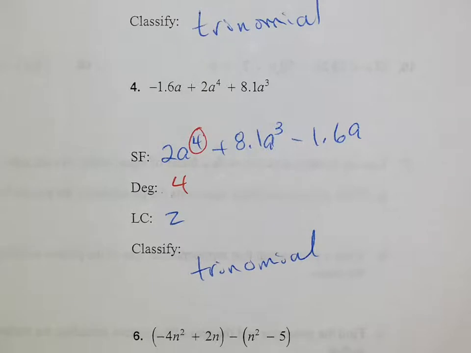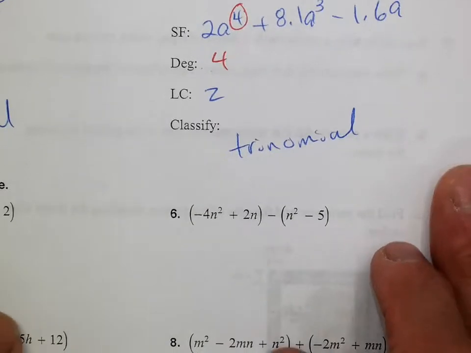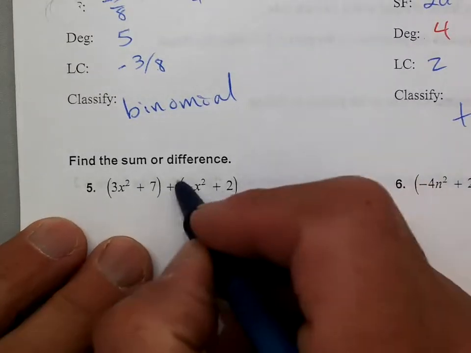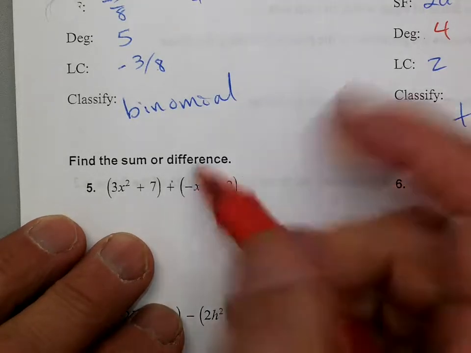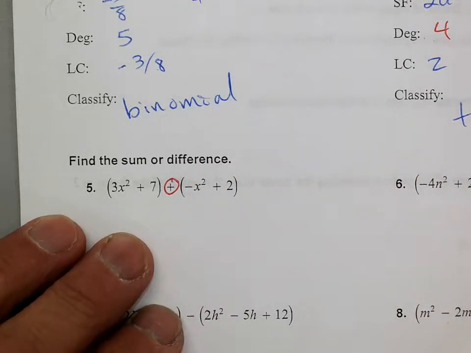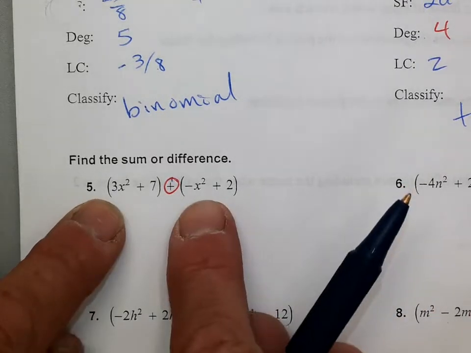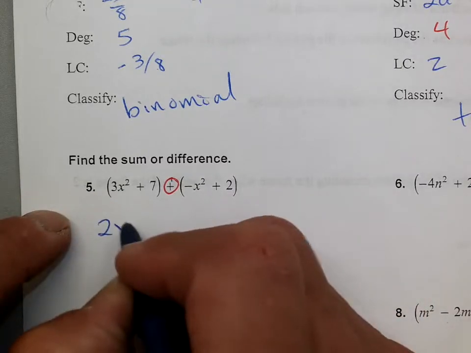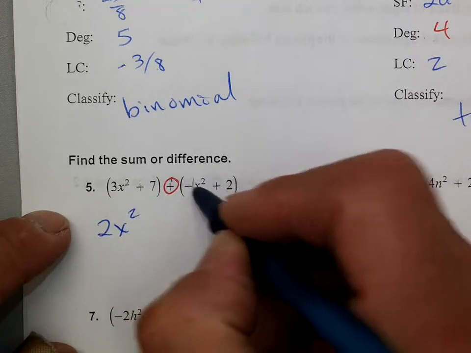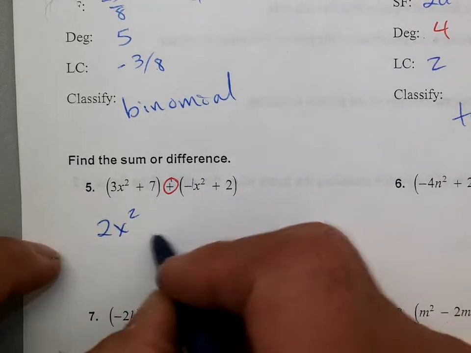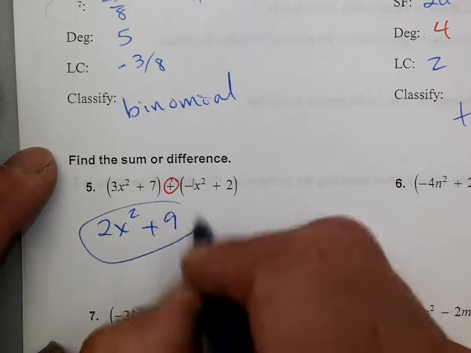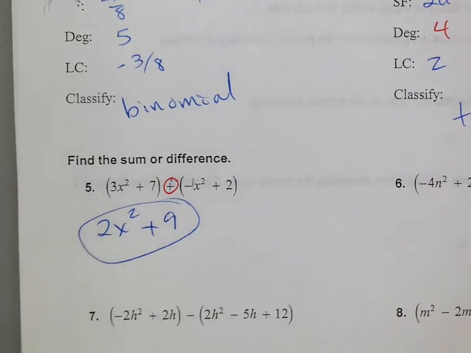All right, sum or difference. Do not FOIL. It says plus, doesn't it? In fact, take a look at it. There's my plus symbol, so we're just going to add. So when we add like terms, we keep them the same, okay? So we're going to get a 2x squared, because there's an invisible 1 right there, plus 9. Bam. That's it. Okay.